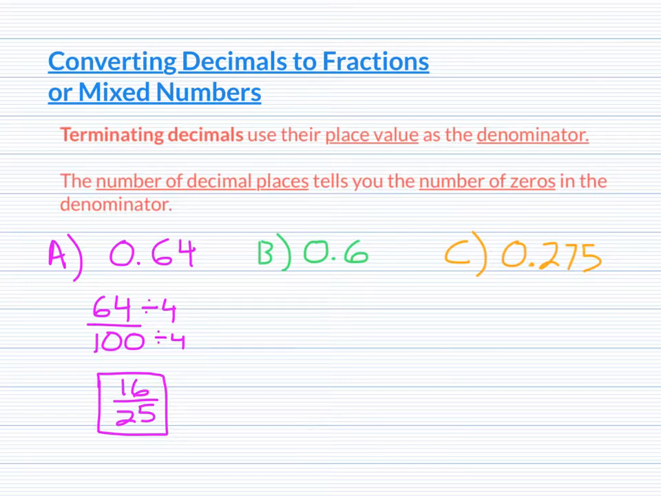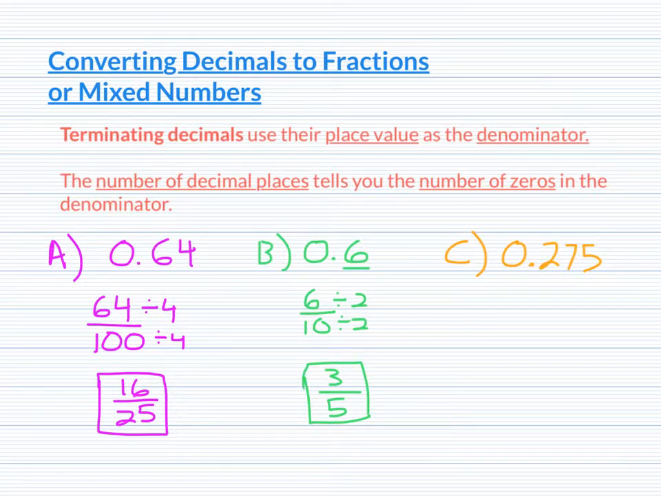Now we're going to do the same thing for example B. This decimal here only goes to the tenths place, so our fraction is going to be 6 over 10. And I can divide both of those by the same number. I can divide both of those by 2. So we end up with 3 over 5. That one was pretty short.